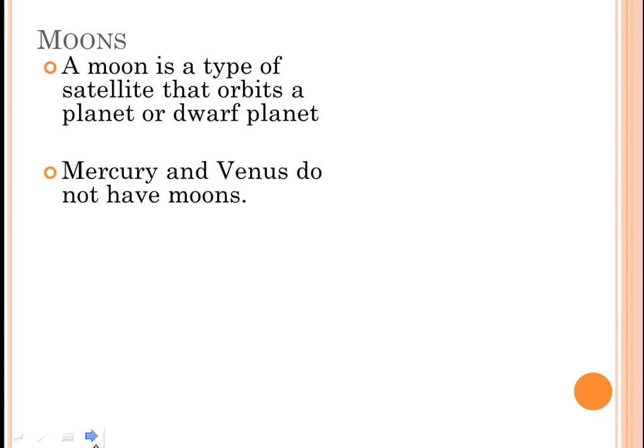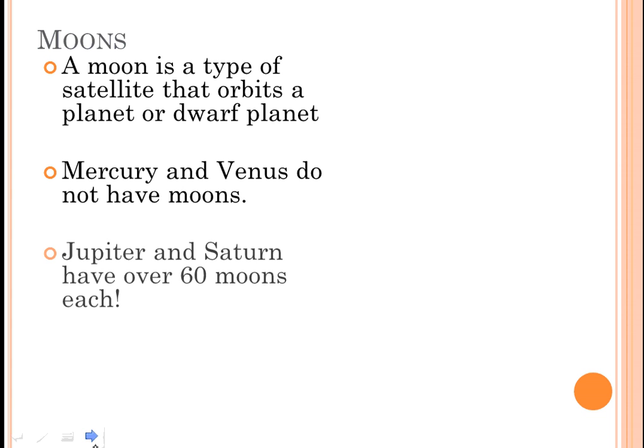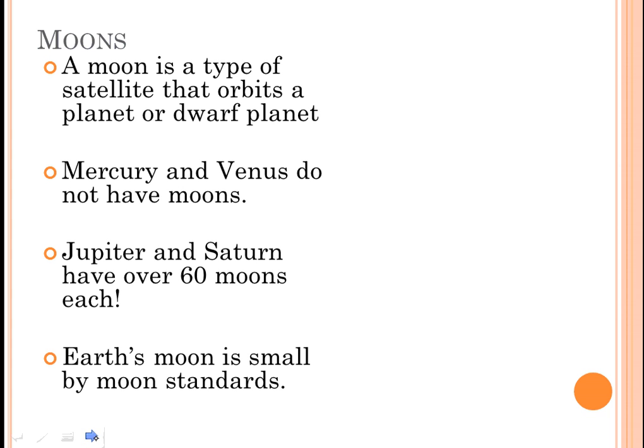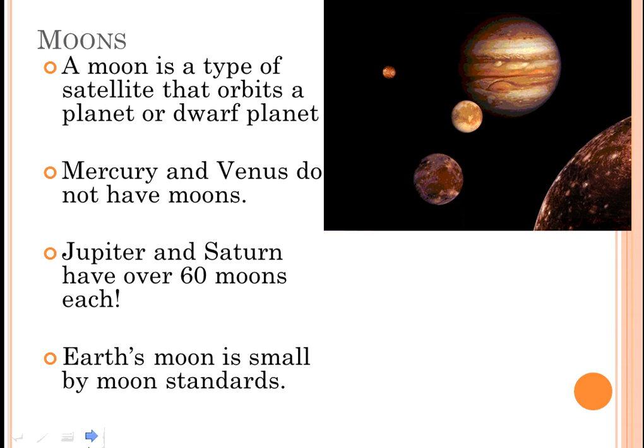Moons usually orbit planets, so it's a type of satellite that goes around the planets. Mercury and Venus do not have moons. However, Jupiter and Saturn have over 60 each. We, of course, have one, and it's quite small with regards to moon standards. Some moons are larger than Earth itself.